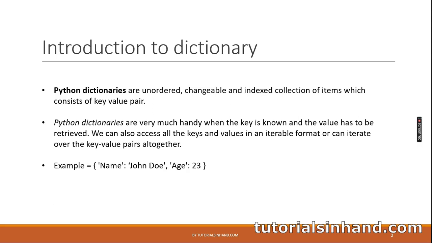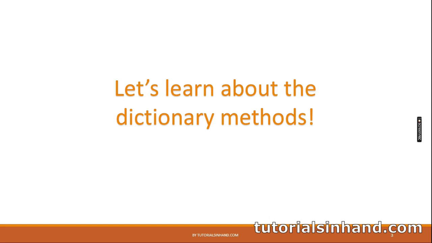So we write dictionaries like this: example equal to, then within a pair of curly braces we write key value pairs separated by a comma. So name John Doe: name is the key, John Doe is the value, comma. Now the next key is age and the value of that key is 23. So in the case of dictionaries, we write within a pair of curly braces and we separate the key value pairs by a comma. So we have learned what are collections and what are dictionaries in Python. Now let's go to VS Code and explore the methods available for the dictionary data structure.